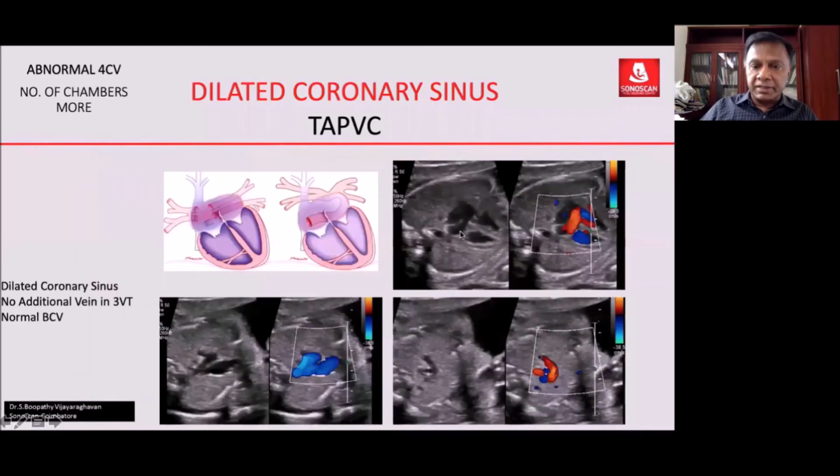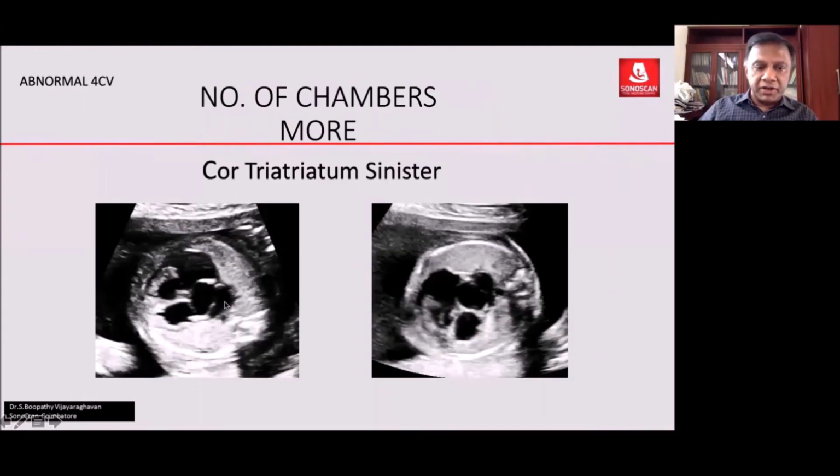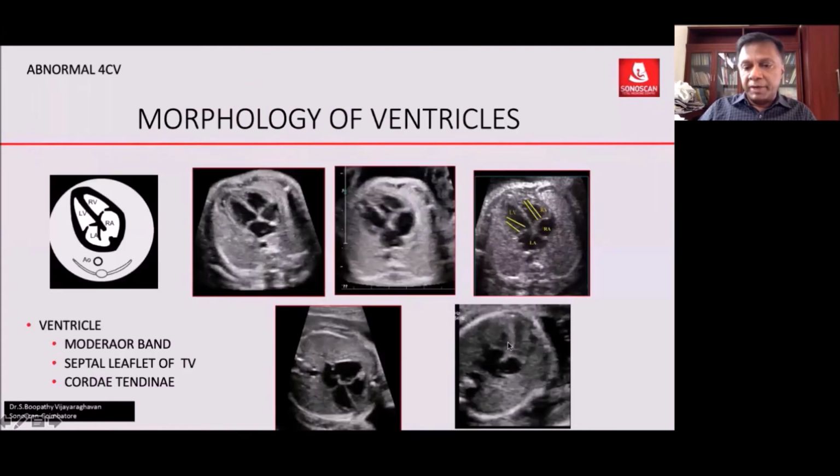You see that the coronary sinus is draining into the right atrium, which is dilated, and flow is from left to right, and there is no additional vein in the three-vessel view. So in the three-vessel view, veins join. So this is called cor triatriatum sinister, well, more apical. So that is the right ventricle in the place of the left ventricle. So that is abnormal position of the ventricle.